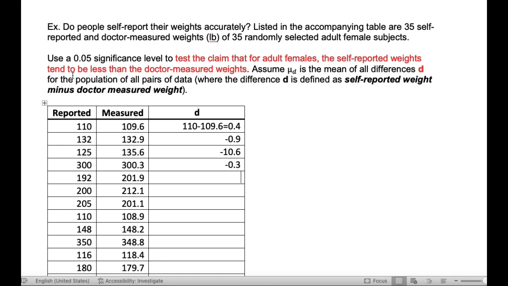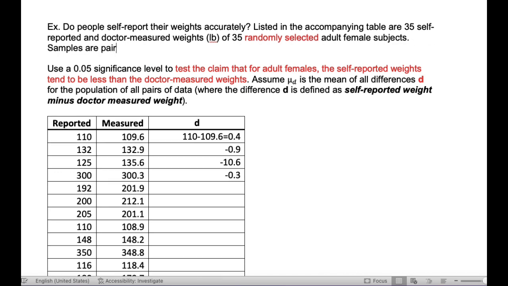Before we move on, a couple other things I want to point out are that the 35 women in this study, we are told that they are randomly selected. We're also told that there's 35 women, so that's a larger sample. It's more than 30, so we know the central limit theorem will kick in. We also know that each row comes from the same woman, so our samples are paired. So I just want to add that. And the samples are actually two dependent samples.